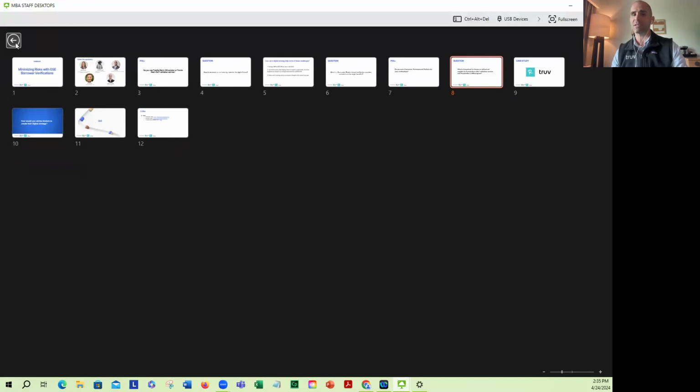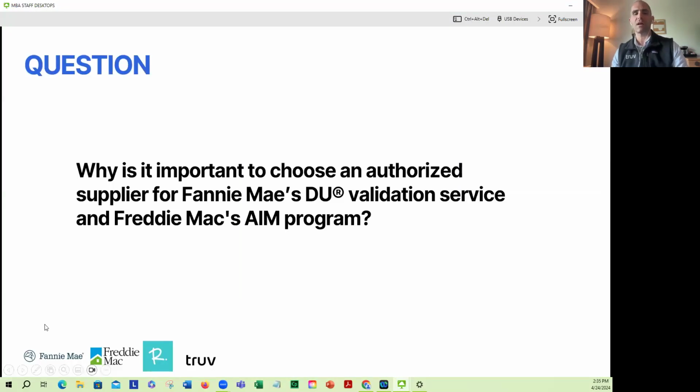So I'm going to tee this one up first to Femi. Femi, why do you think it's important as a lender to use a supplier that's approved by the agencies? Is the rep and warrant relief.